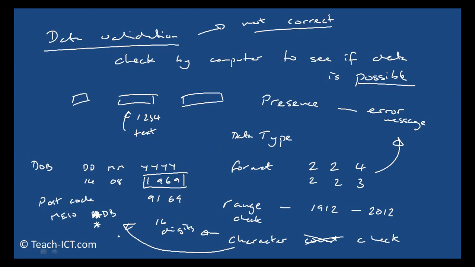But a character check is going to make sure that I can only accept certain types of characters, and in a postcode all I can accept is from A to Z and 0 to 9. I shouldn't be able to accept any sort of special characters that we get on the screens like asterisks and question marks and forward slashes and things like that. Okay, so hopefully that's data validation for you.